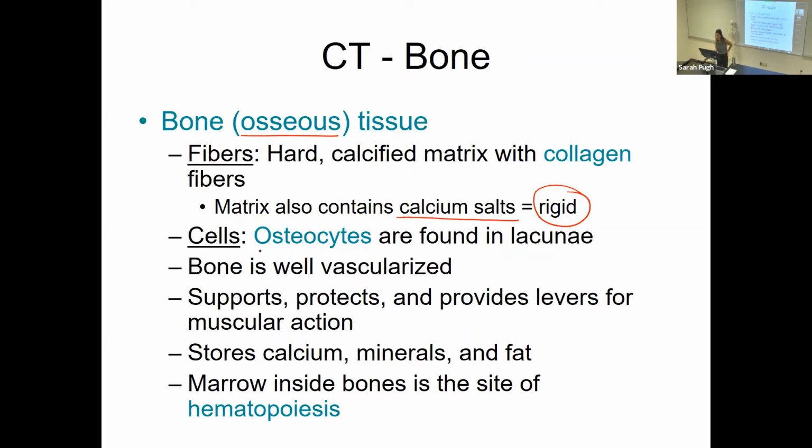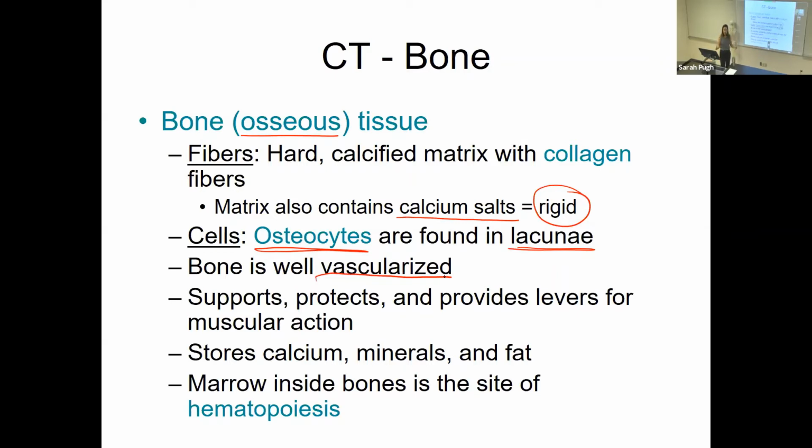Now the type of cell in our bone is called an osteocyte. We know osteo just means bone. And again, remember, when we're dealing with hard tissues like cartilage and bone, the cells are always found in lacunae. Now, one thing that's really different about our bone is that bone has a fabulous blood supply. It's very vascular.